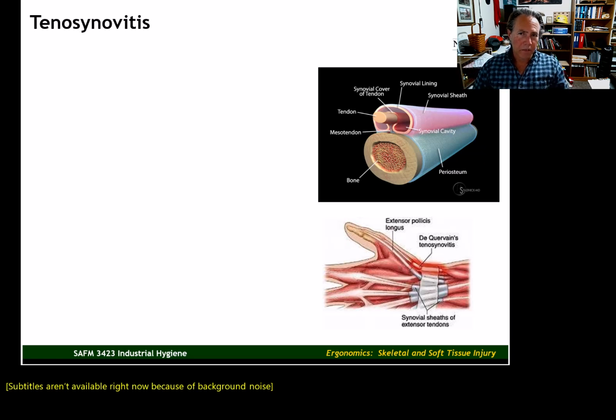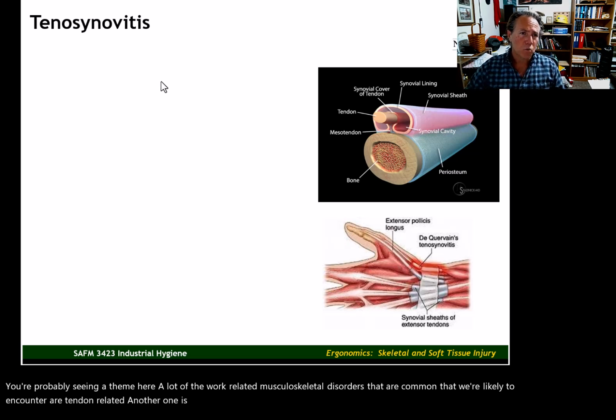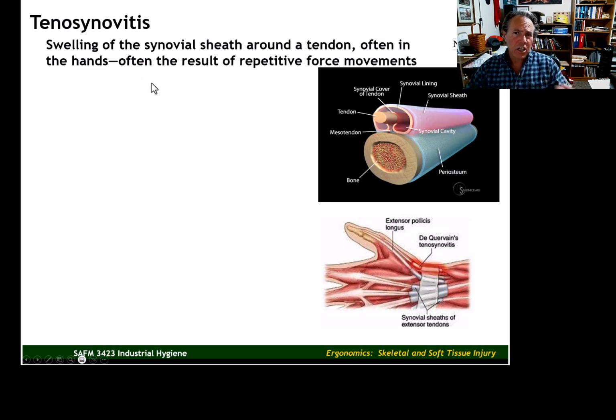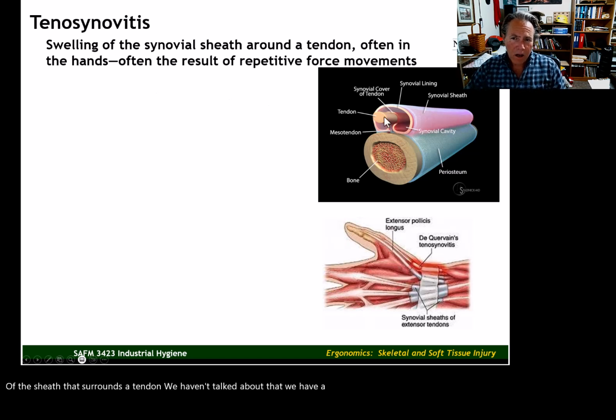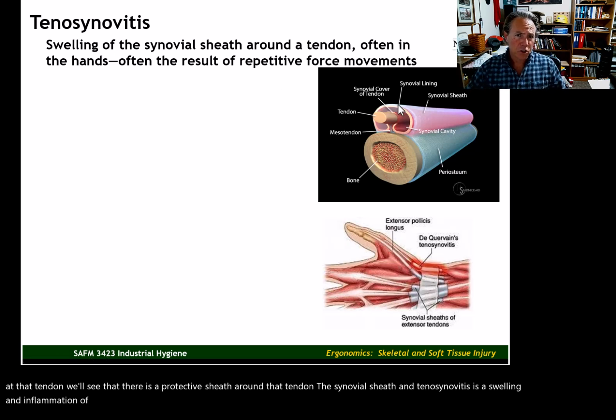Well, you're probably seeing a theme here. A lot of the work-related musculoskeletal disorders that are common that we're likely to encounter are tendon-related. Another one is tenosynovitis. This is a swelling of the sheath that surrounds a tendon. We haven't talked about that. We have a tendon, but if we take a more microscopic look at that tendon, we'll see that there's a protective sheath around that tendon, the synovial sheath. And tenosynovitis is a swelling and inflammation of that synovial sheath.